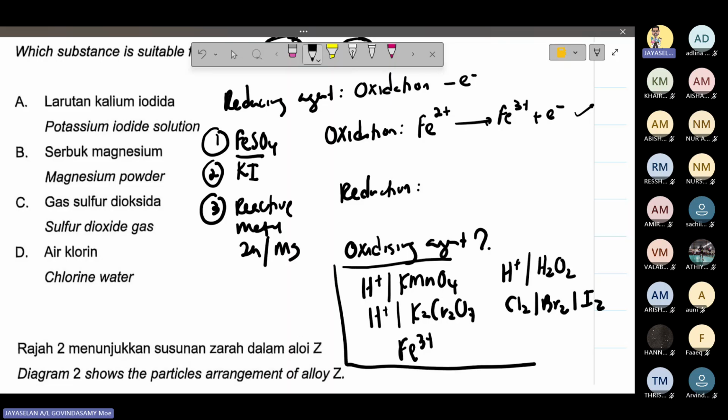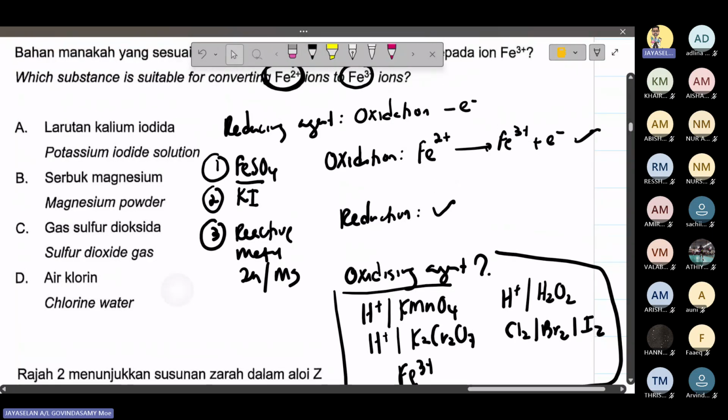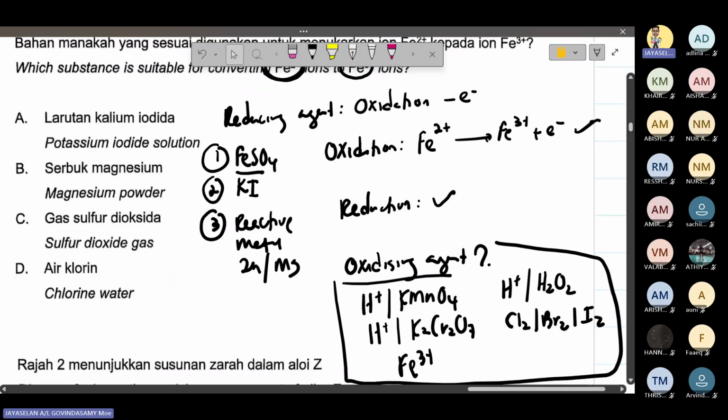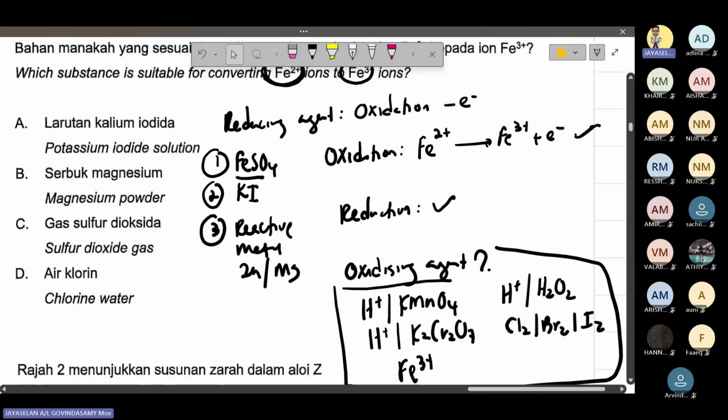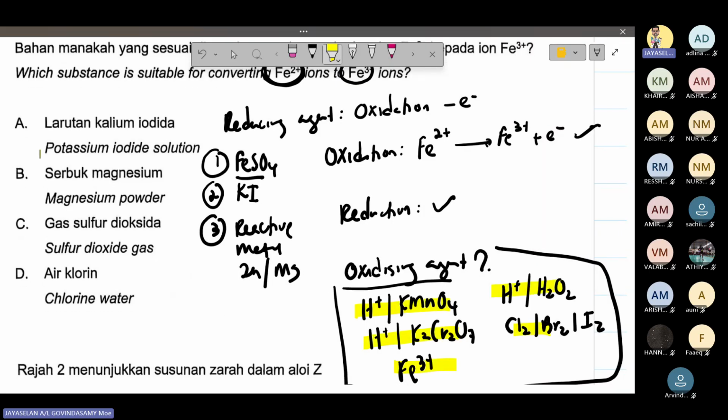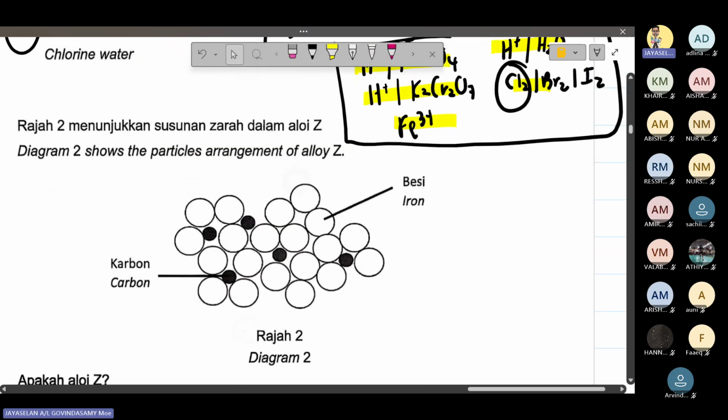So, any of these answers you must take. Then only reduction will occur and oxidation will occur. Because when both oxidation and reduction occur simultaneously, the reaction is called redox. Okay, understand? Which of the following substances can convert iron 2 to iron 3? You take any of these. Looking at the objective question, potassium iodide cannot. Sulfur dioxide cannot. So the answer should be chlorine solution. Any question? No question.